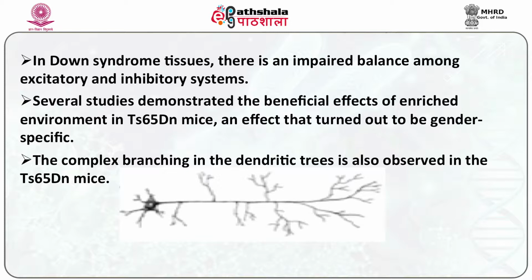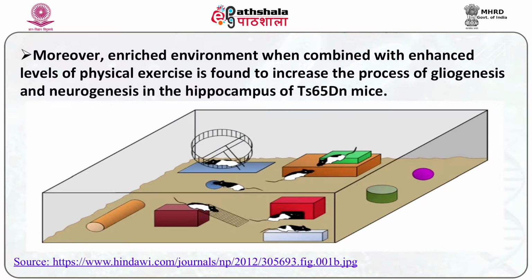Several studies demonstrated the beneficial effect of enriched environment in TS65DN mice, an effect that turned out to be gender specific. The complex branching in the dendritic trees is also observed in the TS65DN mice. Moreover, enriched environment when combined with enhanced level of physical exercise is found to increase the process of gliogenesis and neurogenesis in the hippocampus of TS65DN mice of both genders.